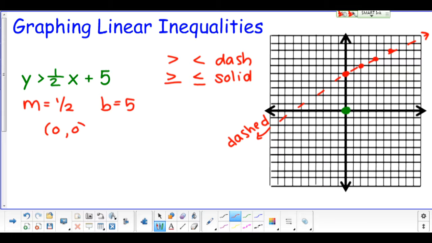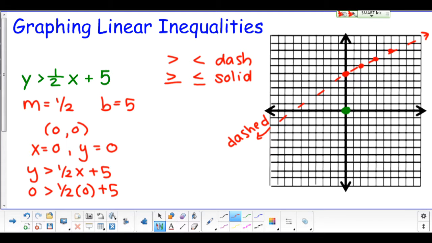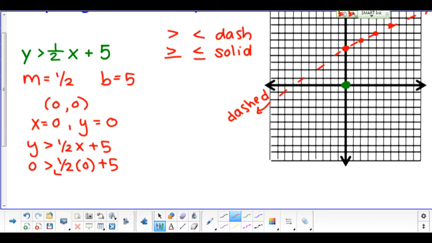So since I'm using the point (0, 0), I'm going to say that my x is equal to 0 and my y is equal to 0, since the x coordinate is 0 and the y coordinate is 0. So I'm going to use those two values now to substitute into the actual equation. So the equation y is greater than 1/2 x plus 5. We'll substitute in the 0 for the y and the 0 for the x. Now I just have to simplify, so I'm going to take 1/2 times 0, which is 0, so it eliminates, and I'm left with 0 is greater than 5.